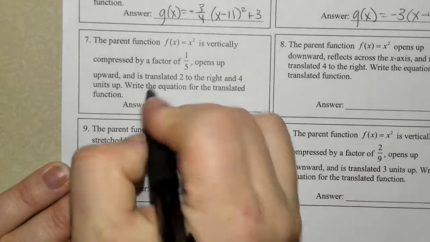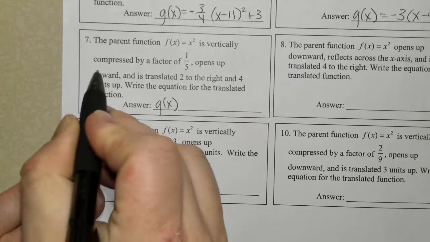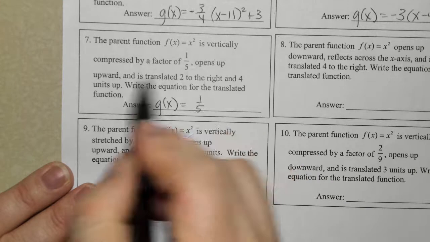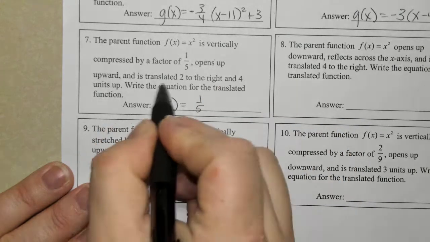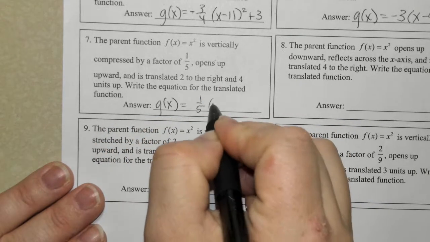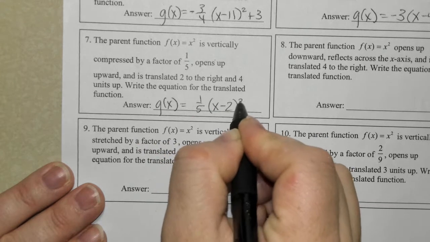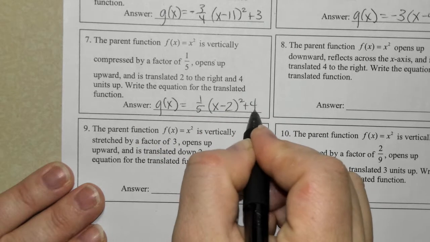Number 7. Same concept, compressed by a factor of 1/5. Opens upward, translated 2 units to the right, so x minus 2 quantity squared, and then 4 units up.